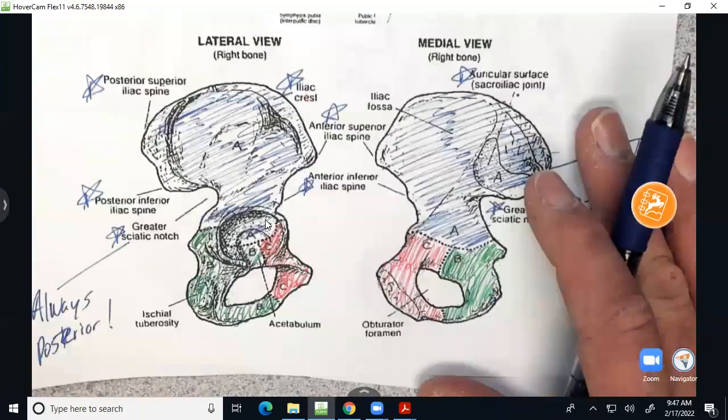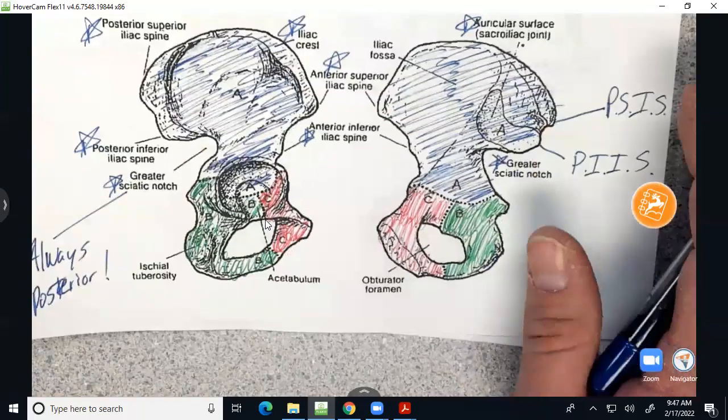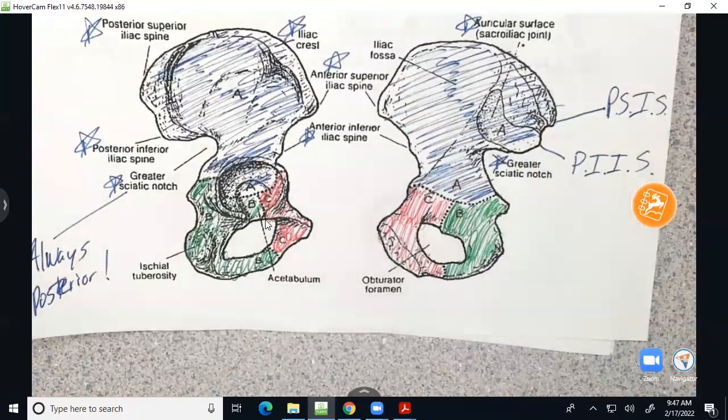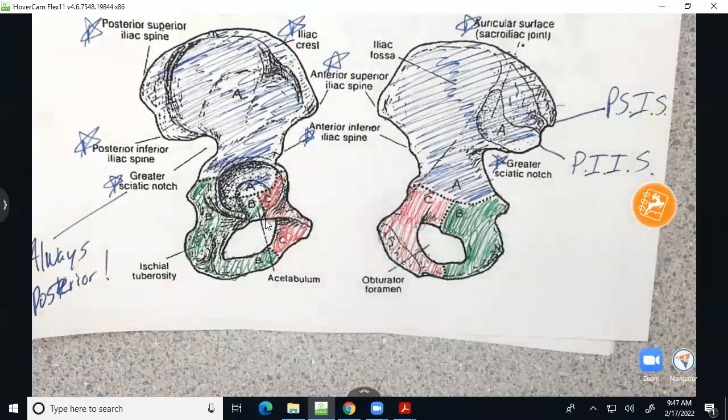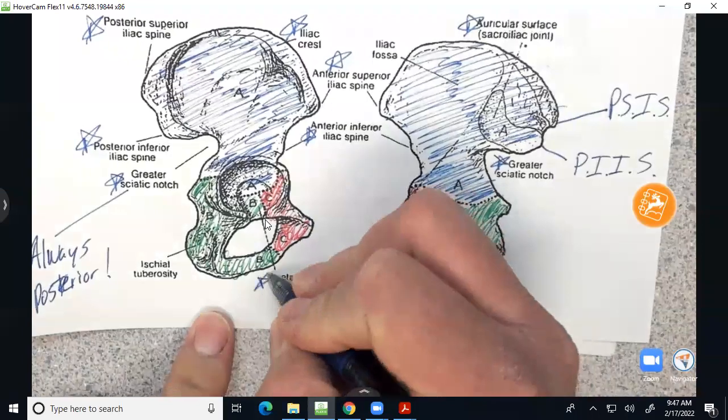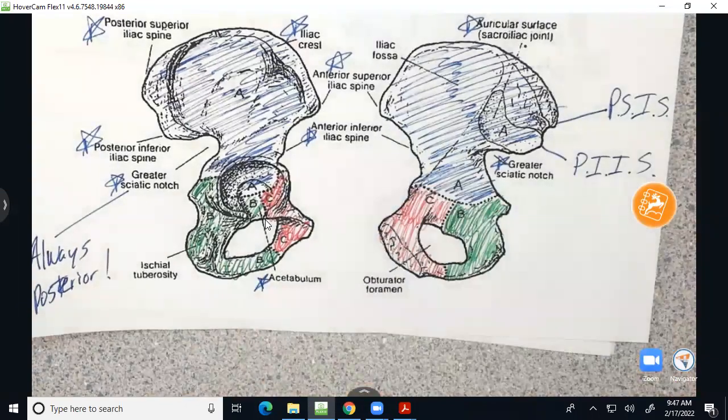Now, keep in mind, we see these pictures have dotted lines. There is no true boundary between the three regions. It's just kind of an imaginary line going across. In our lateral view, that gives us a good view of that big, deep cup-like depression, which is a shared structure between all three regions. We call that the acetabulum. It's your hip socket, basically.